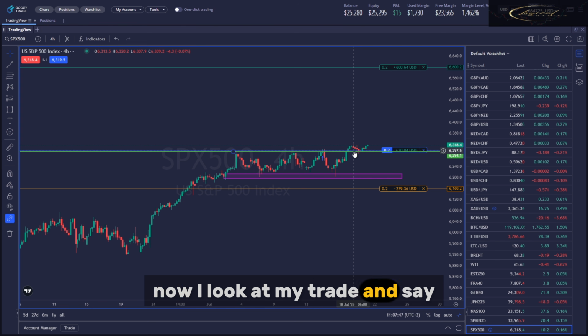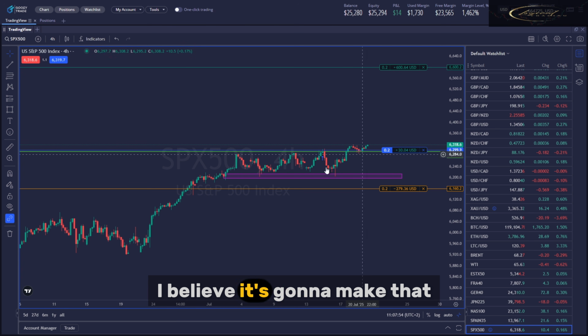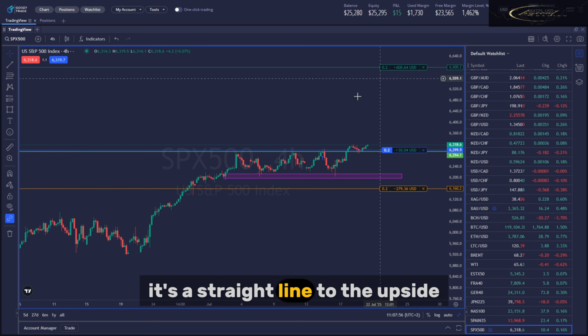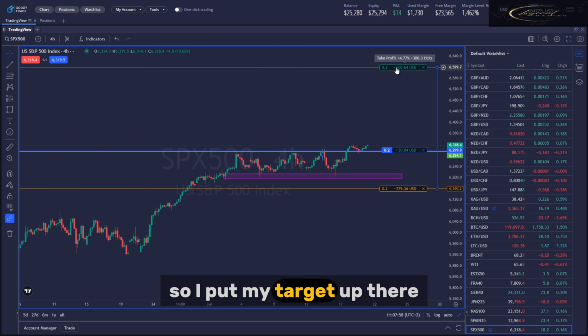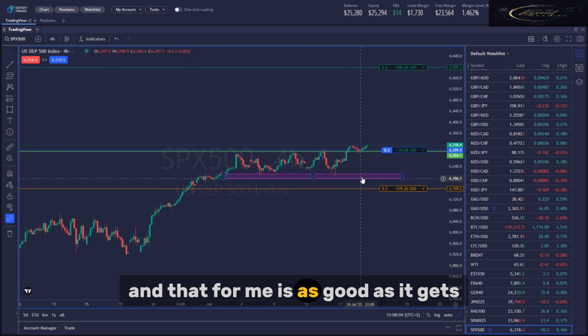Now I look at my trade and say, what's my target on this trade? And on the S&P, I've always targeted the 6600. I believe it's going to make that. It's a straight line to the upside. So I put my target up there. That's a $600 profit for a $280 risk. And that for me is as good as it gets.